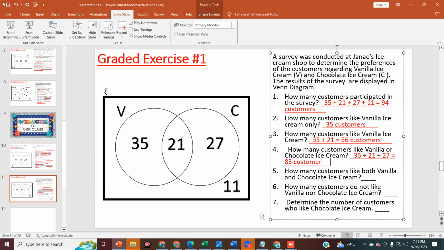Got it from Justin. Jeremy, what do you have for number 5? How many customers like both vanilla and chocolate ice cream? I added. What did you do? I got 62 because I added up 35 to 20. All right, is he correct?